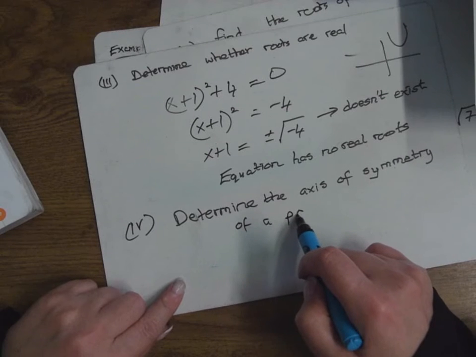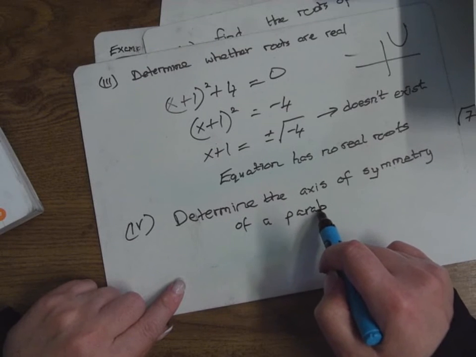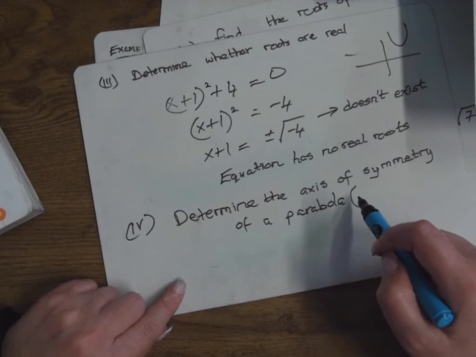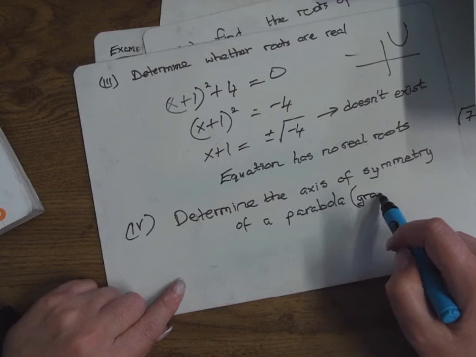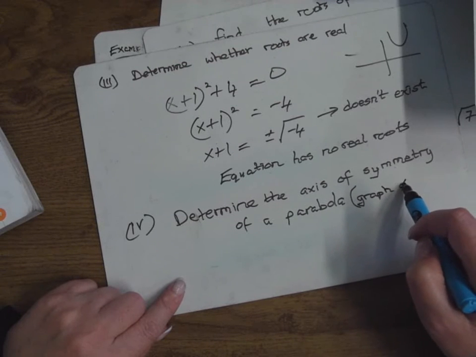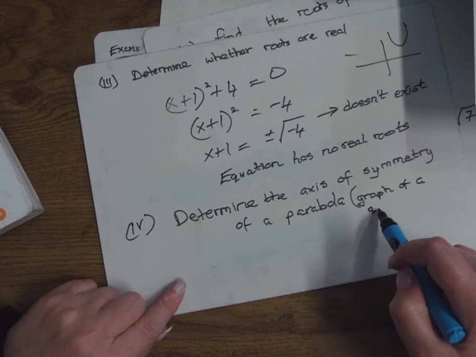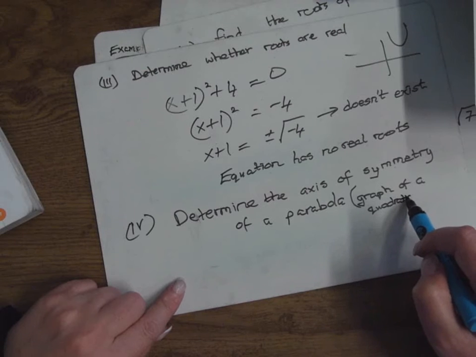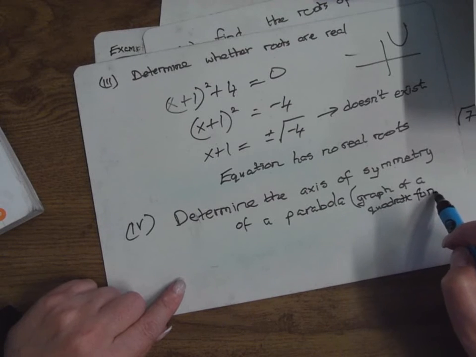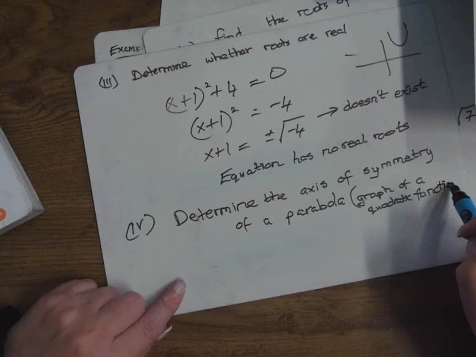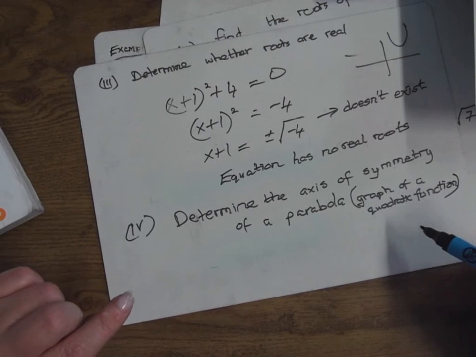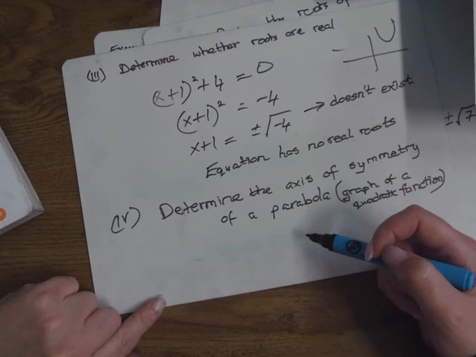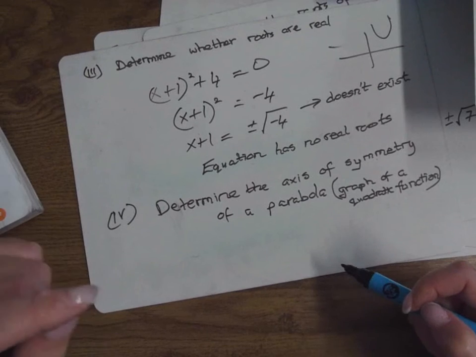I'm using the word parabola now, right? What a parabola is, girls, is just a graph of a quadratic. So it's just a graph of a quadratic function. Now, I don't know whether you've heard about axis of symmetry before, because you didn't do a junior cert. I would have done it as the last chapter before the junior cert, so chances are we didn't do it.